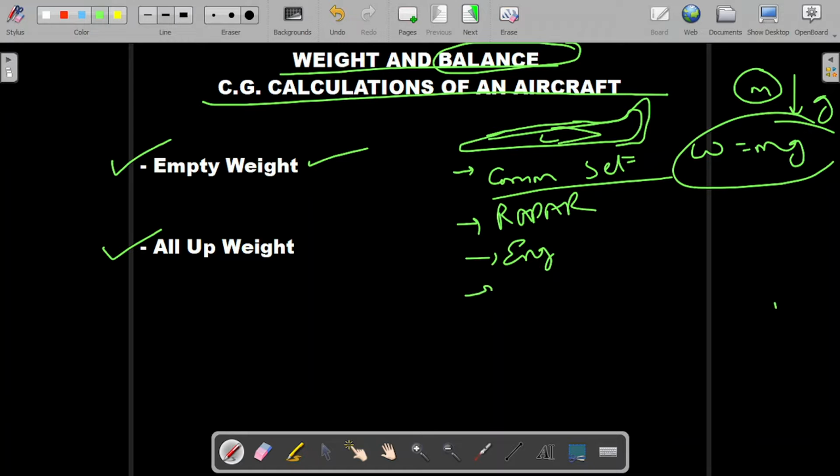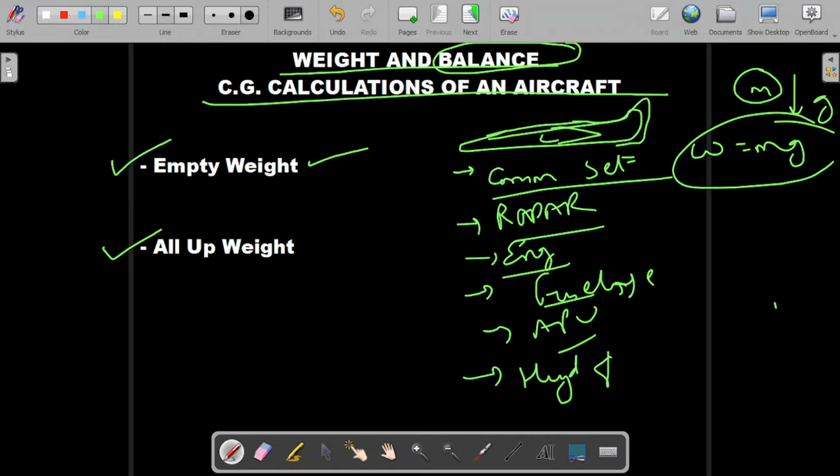Engines definitely, fuselage weight, APU. So these are all the items. Very important, there are hydraulic fluids in the hydraulic packages and hydraulic reservoir, and they will be part of the empty weight of the aircraft.